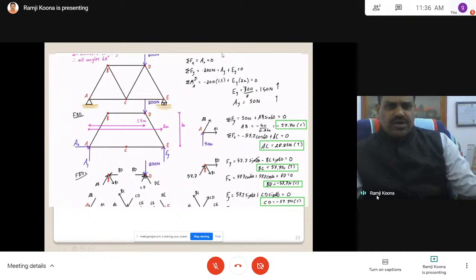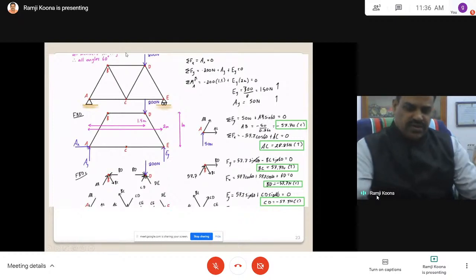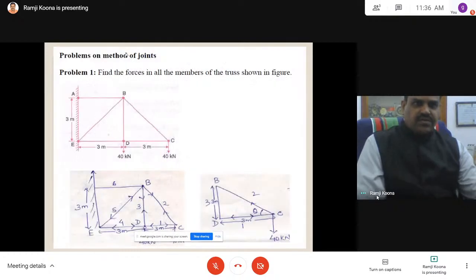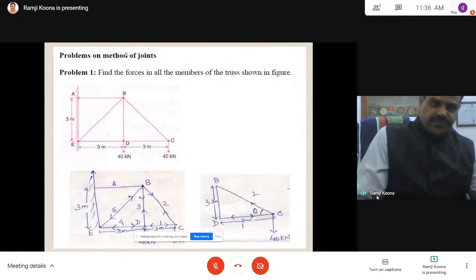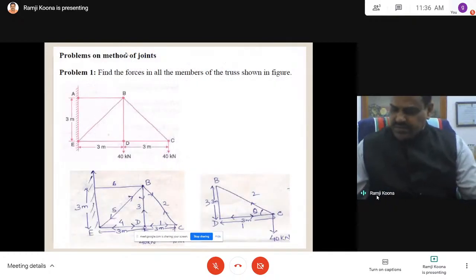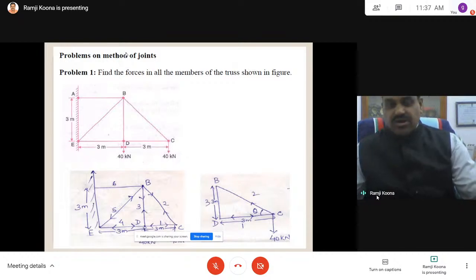Okay, now joint by joint, if you consider like this, draw free body diagrams and try to get the solution. That is what we adopt in the method of joints. With this, the introduction part is over. Now let us consider some of the problems.